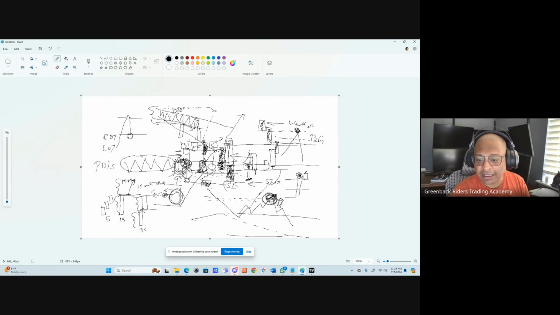Now you will have to keep an eye that this thing broke out, we came back in, and we know that it's a wedge breakout failure and it wants to go back up.